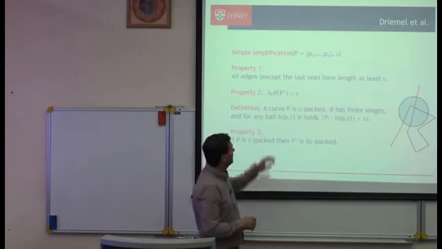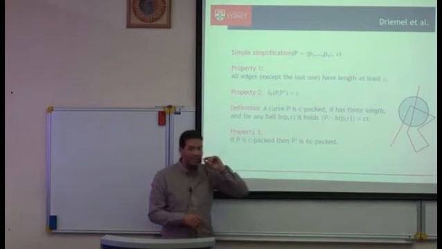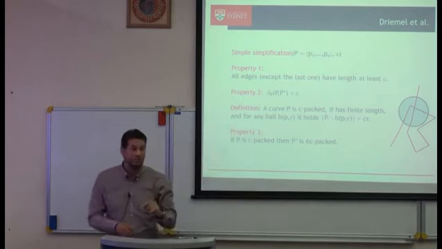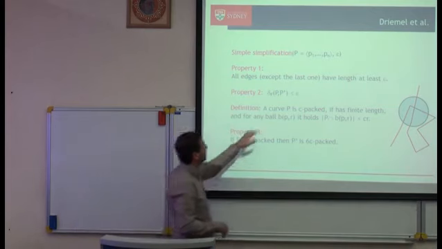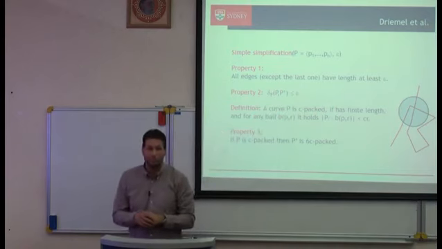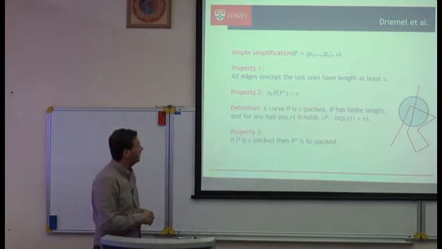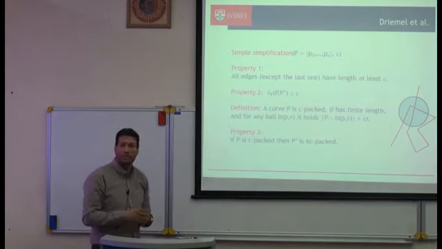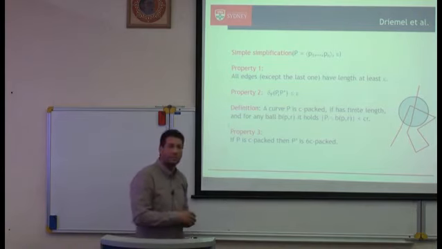The second property is that the Fréchet distance between the original curve and the simplification is smaller than or equal to epsilon. And this is quite easy to see. Is there anyone who can see why this is?